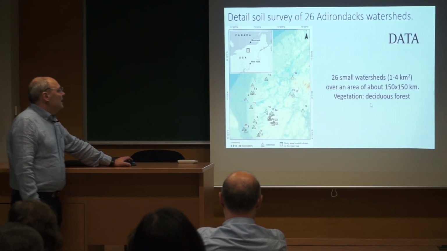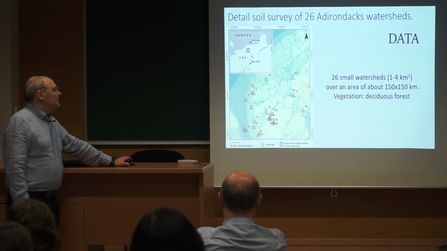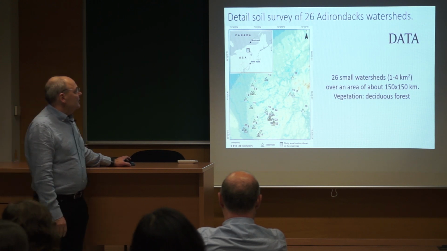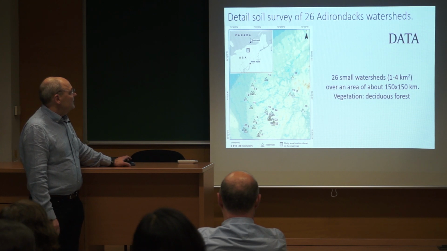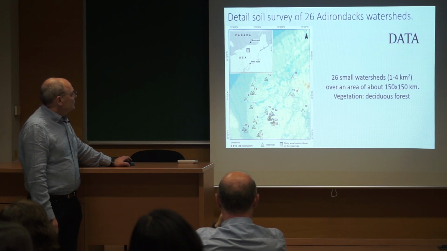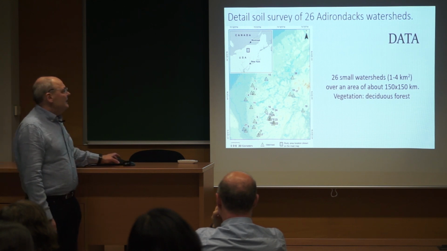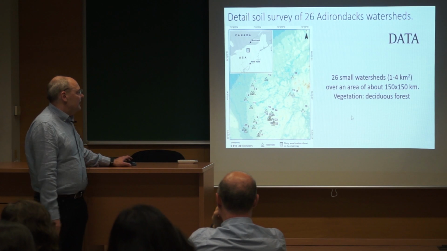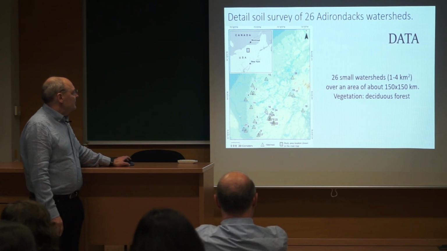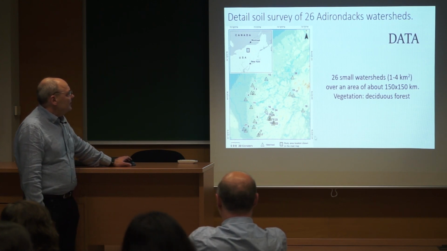Our work was conducted on the east coast of the United States in the Adirondack Mountains. So here's New York, here's Montreal. This is the area which is zoomed here. We used 26 small watersheds, 1 to 4 kilometers in size, in the area, and the total area of this polygon is about 150 by 150 kilometers.